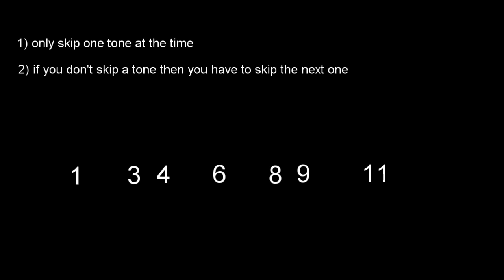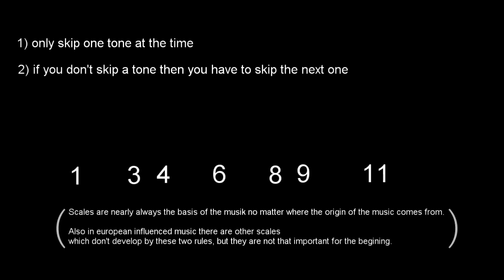depending on where you skip or don't skip the tones, you end up with a different scale name. This particular scale from this example, for example, is named the natural minor scale. These scales are the basis of the European influenced music.